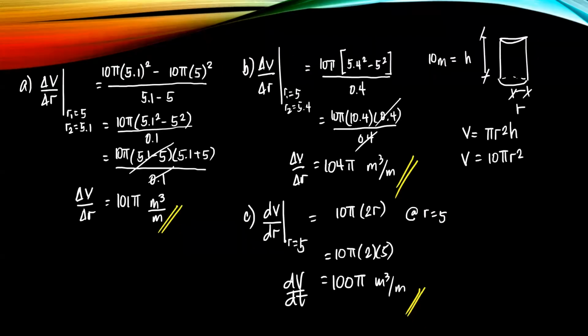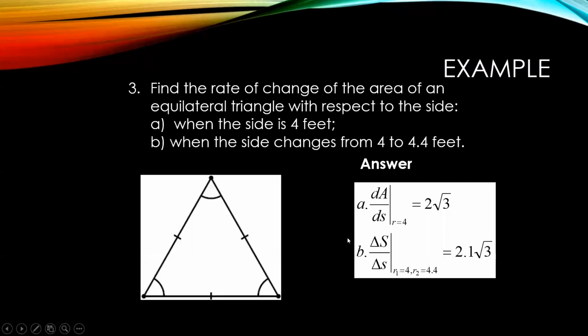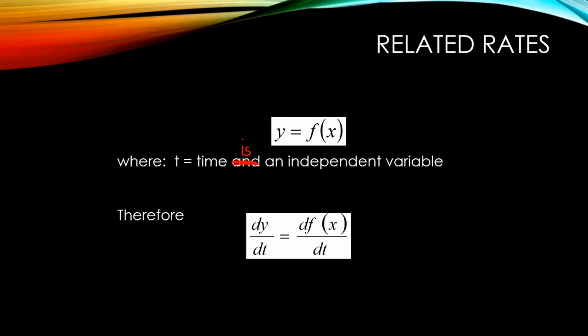Let's go to related rates. The reason why, guys, it's called related rates is that time is the independent variable. Time is the independent variable. Okay, so you'll notice that at the bottom, it's dt. Because in here, see, it becomes area over side. The other one, it's volume over radius. Whereas in here, related rates, all of them are related by the variable time.